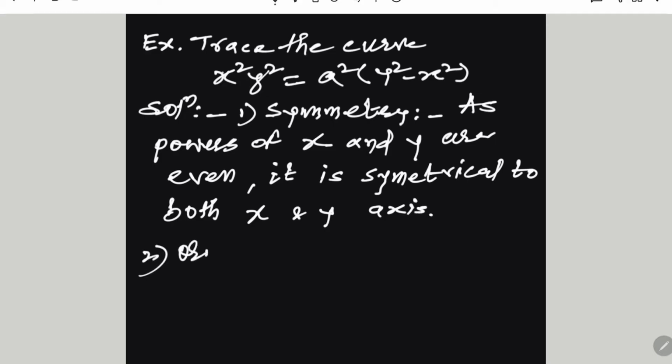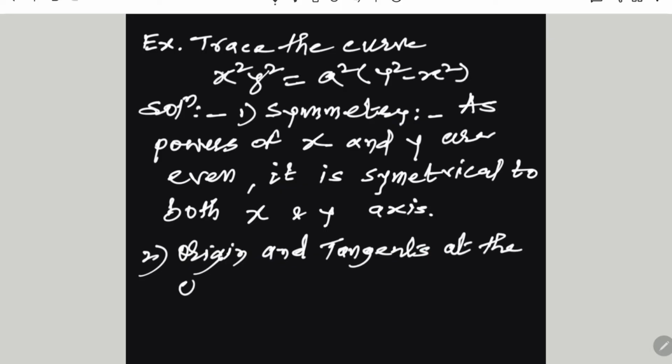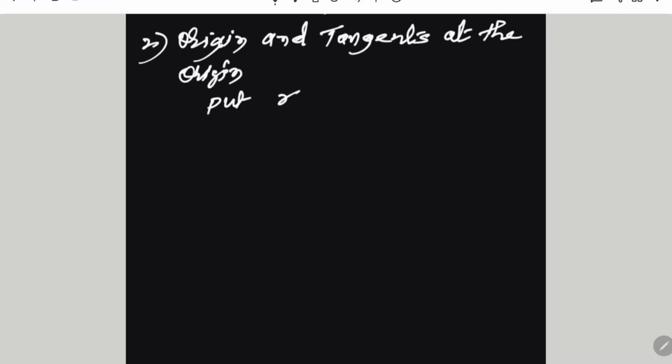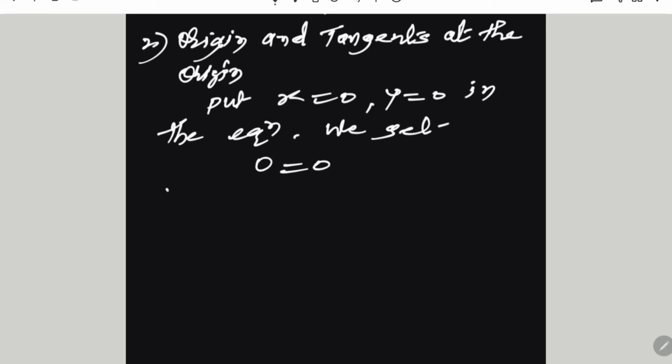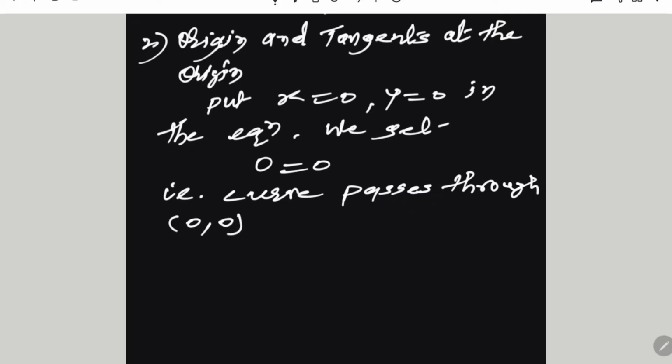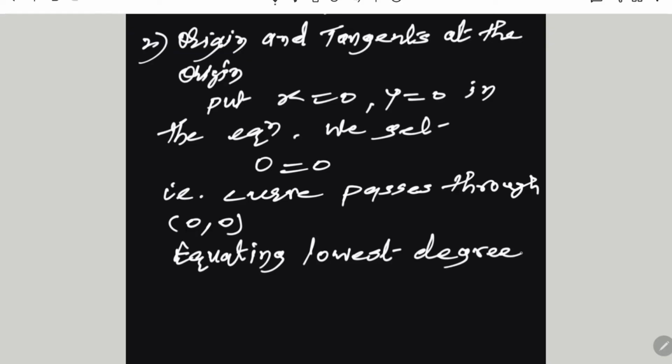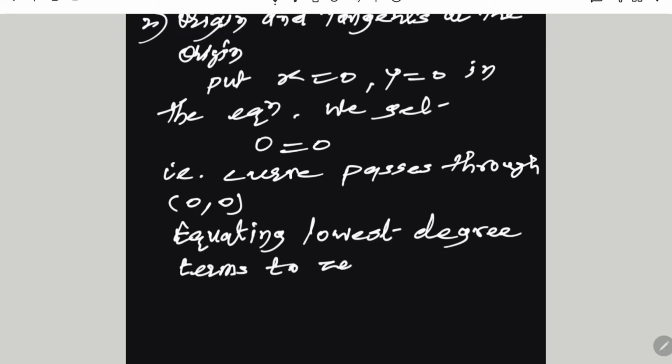Second point, origin and tangents at the origin. Put x is equal to 0 and y is equal to 0 in the equation, and if we get 0 is equal to 0, that means the curve passes through the origin. And as the curve passes through the origin, we find the equation of the tangent or tangents at the origin by equating the lowest degree term or terms to 0.